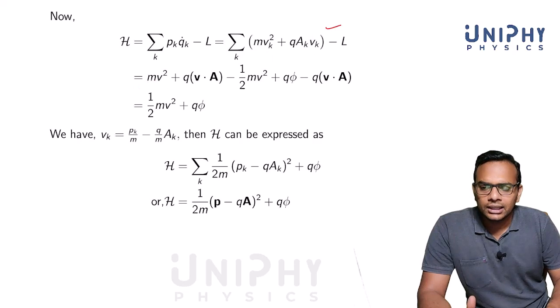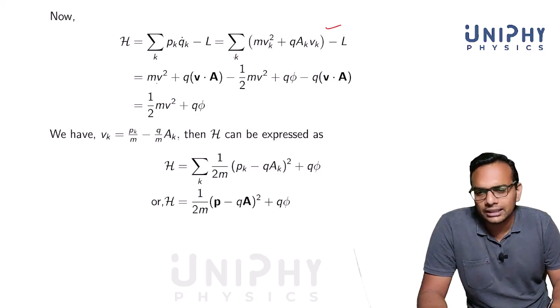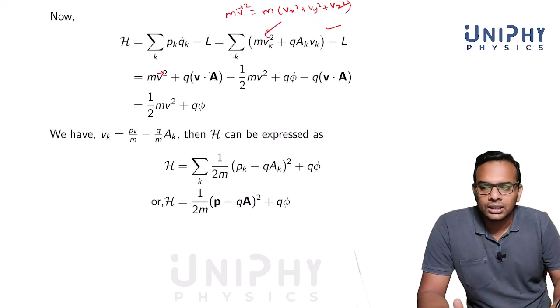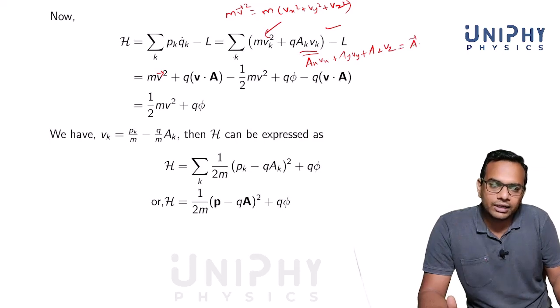So now you substitute this thing. This is the summation over k of m v_k squared. You can write it as m v vector squared if you want, because m v vector squared is simply m (v_x squared plus v_y squared plus v_z squared). That's exactly what you have here. And this is qA_k v_k. This means A_x v_x plus A_y v_y plus A_z v_z, which is simply A vector dot v vector.